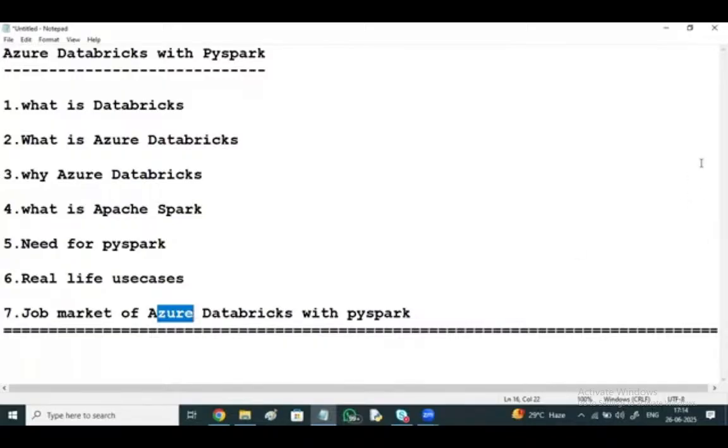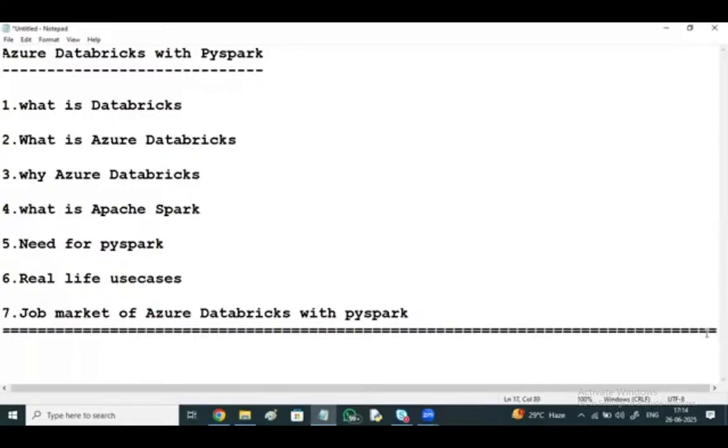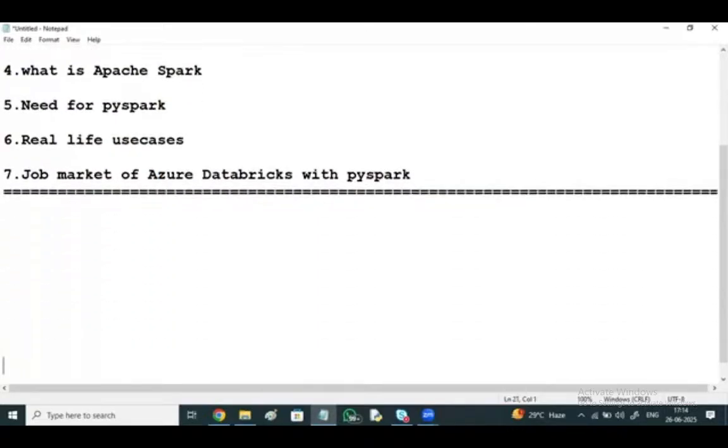So what is Databricks, and what is the difference between Databricks and Azure Databricks? What is Databricks? Generally, Databricks provides a Spark cluster. Databricks provides a Spark cluster.